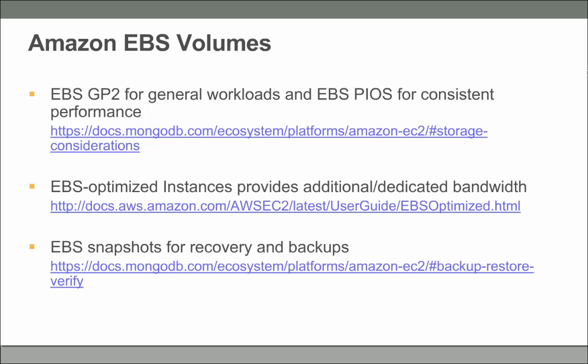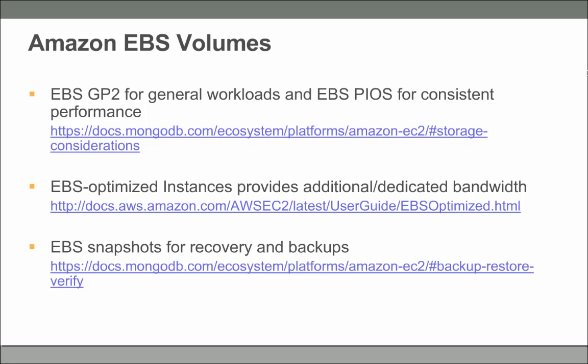With EBS GP2 volumes, the performance is relative to the size of the volumes, but with EBS PIOPS, irrespective of the size of the volumes, you can ask for a given kind of performance from those volumes. So if your data is very small, but you still need very high performance, then you could consider EBS PIOPS for that kind of deployment.